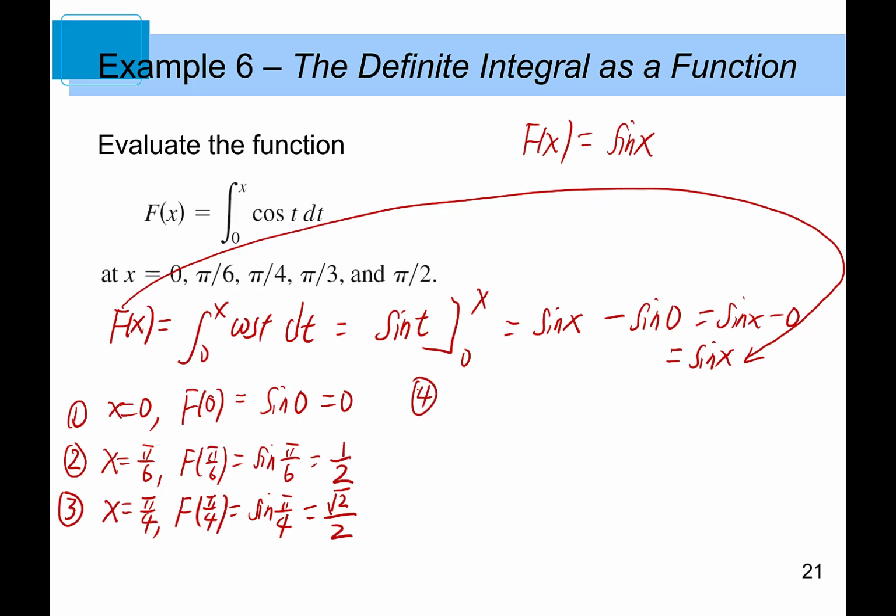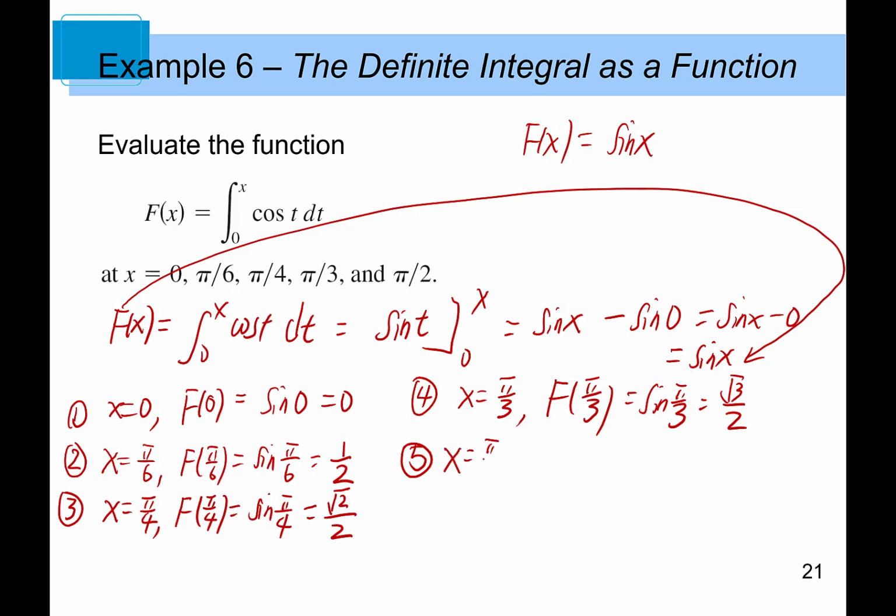Fourth one, x equals pi over 3. So f of pi over 3 is sine pi over 3, sine 60 degrees, which equals radical 3 over 2. So the area under the curve from 0 to pi over 3 is equal to radical 3 over 2.